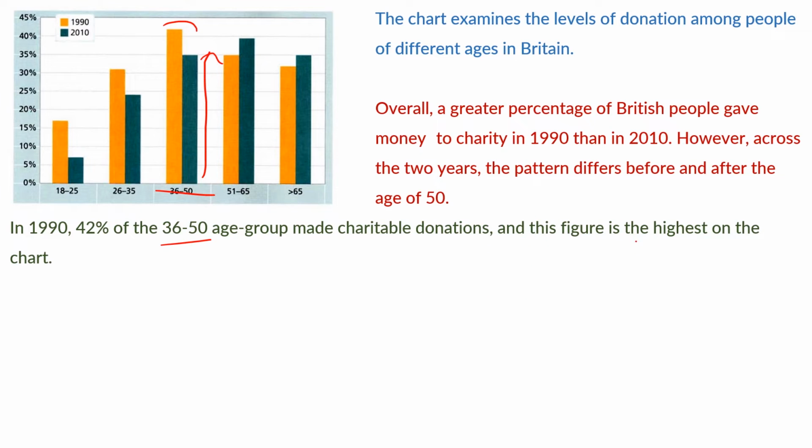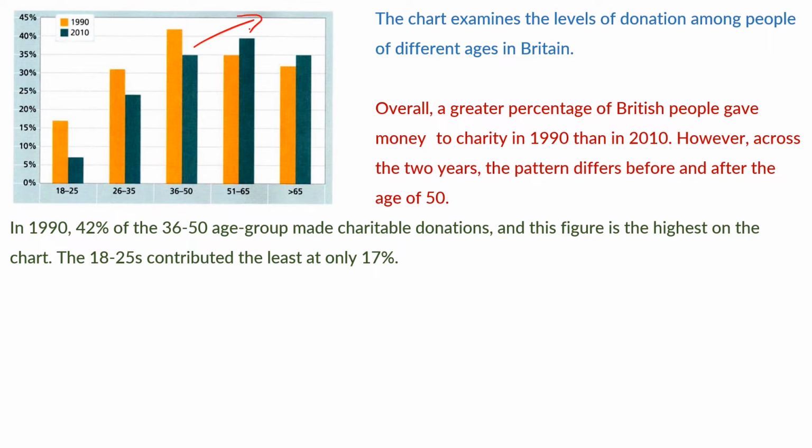And this figure is the highest on the chart. Important information always comes first. The 18 to 25s contributed the least at only 17%. This is contrasting information. If you remember from the question, they mentioned to compare and contrast wherever relevant. It is relevant here when we mention the highest ones. We also mention the lowest ones.